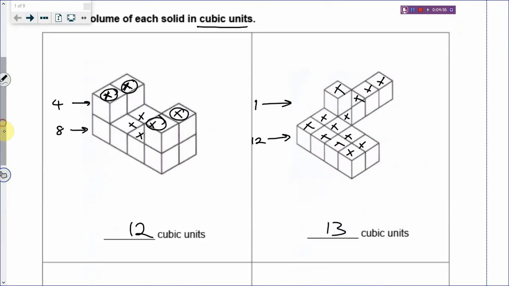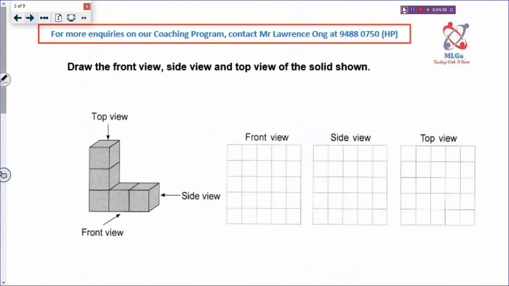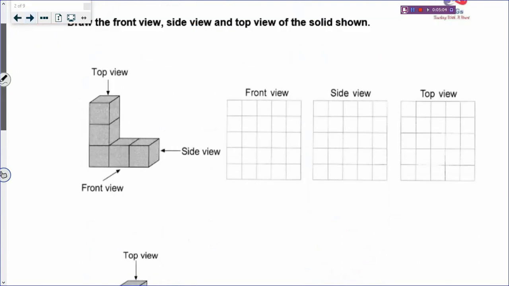Okay, so let's move on to the second part of the lesson. And how do you draw the front view, the side view, and the top view? Now, for the front view, you have to follow the direction of the arrow. So which means that you have to draw facing this way. And if you face this way, you can see that there are 3 cubes standing. So you will have to draw the outline of the 3 cubes that are standing.